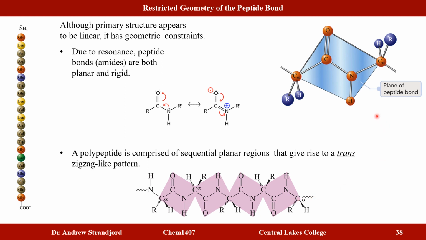What that also does, because of that geometry, it leaves this carbonyl oxygen out here that can hydrogen bond, and it leaves this hydrogen down here attached to the nitrogen, which can hydrogen bond. That has ramifications for additional structures. Let's look at that now.